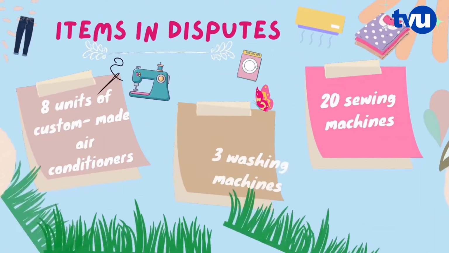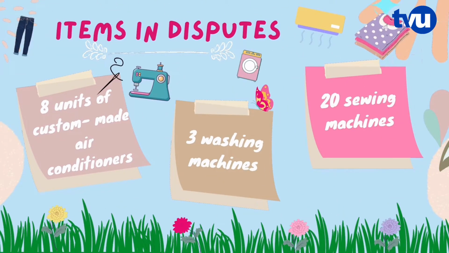We shall now move on to the application part. Before we go on to the application part, these are the items in dispute. Firstly, 8 units of custom-made air conditioners. Second, 3 washing machines. And lastly, 20 sewing machines.